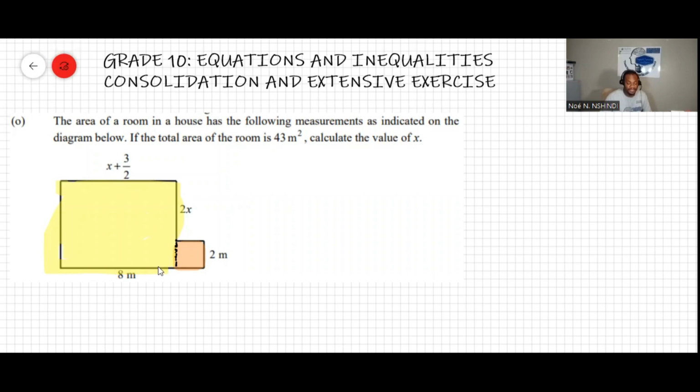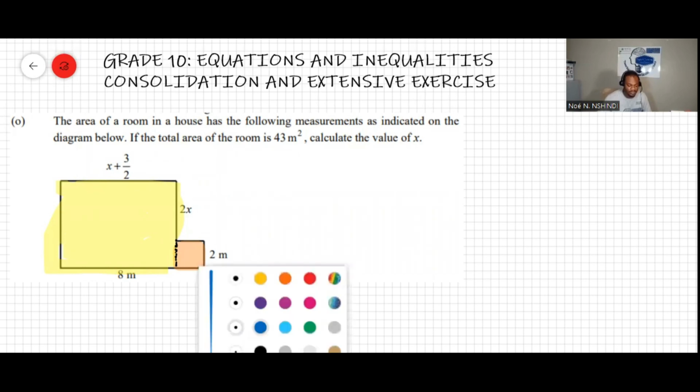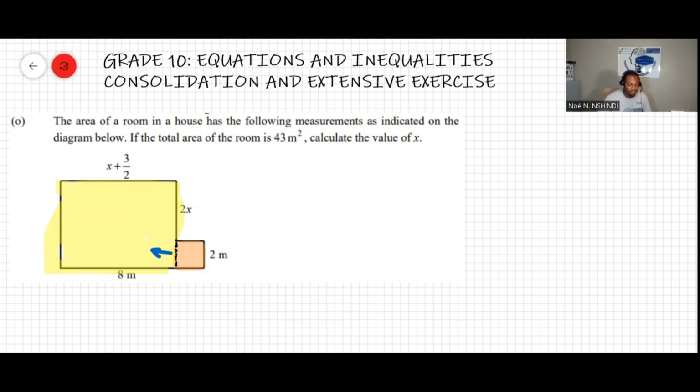Now on the other side, if this is 2x and this is 2 meters, we understand that this part is also 2 meters. So this part here is 2 meters. It means 2x plus 2 meters. So it's just the shape of a rectangle. We know that the area of the rectangle is given by length times breadth. So this will be the area of the rectangle.